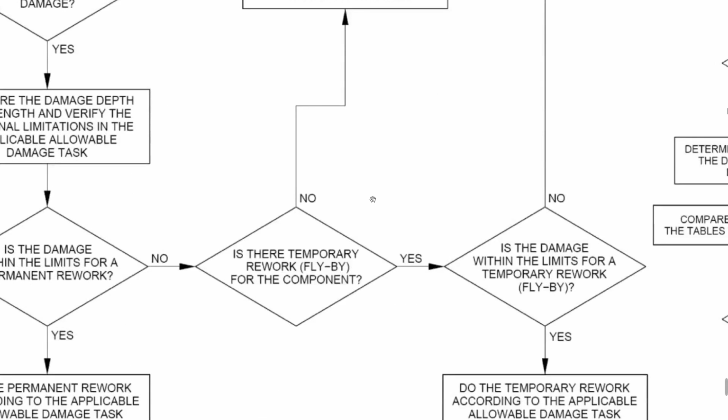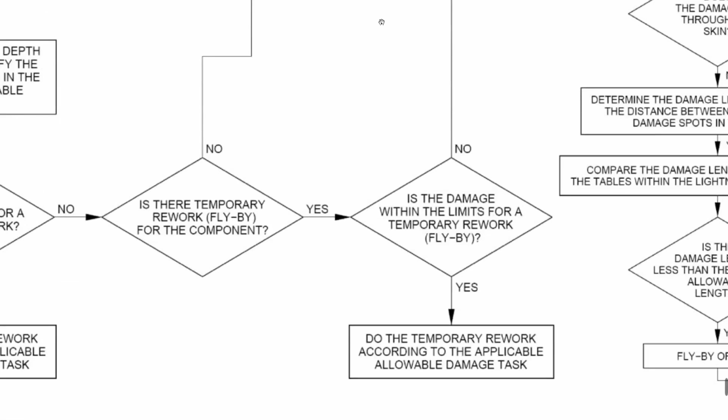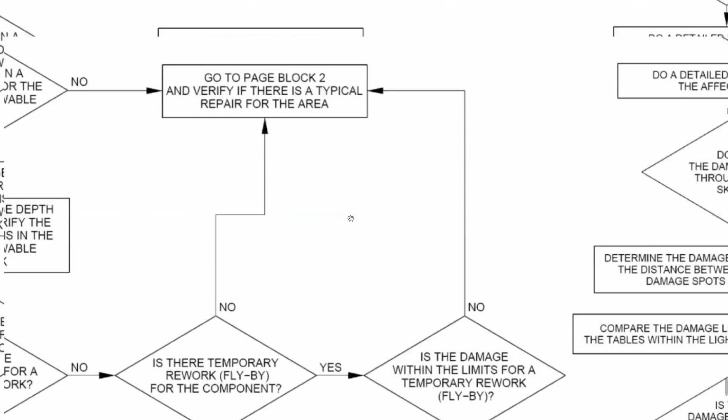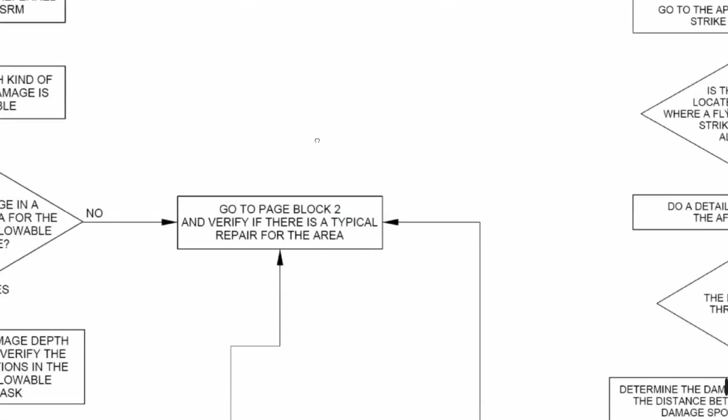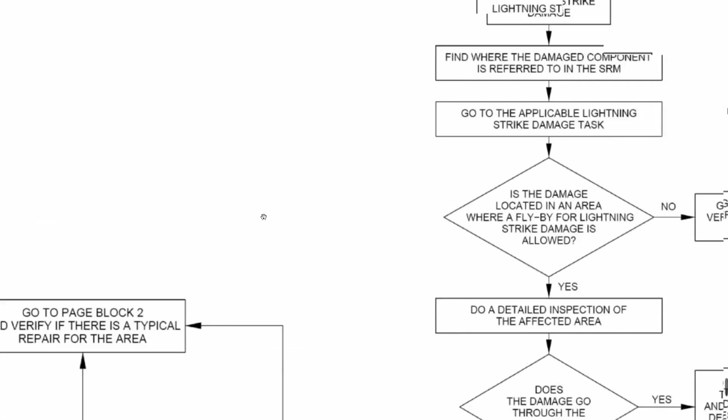If there is a temporary rework for the component, then okay, check if the damage is in the limits for this temporary work. If yes, do the temporary work, fill the book, everything is fine. But if there is no temporary work, we are going to check the typical types of repairs if they are applicable for this area. Okay, these are the types of logic here in this case.